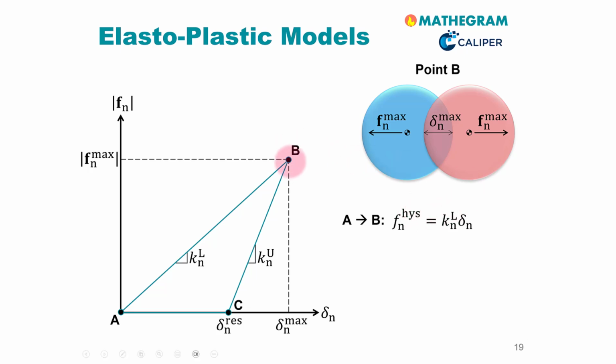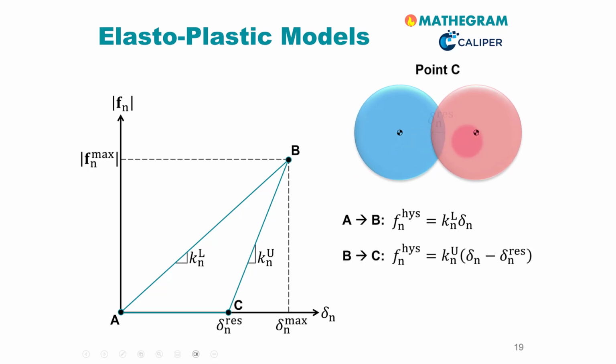Now let us consider the particles have arrived at their maximum overlap, delta n max, where they experience the maximum normal force, which of course is repulsive, right? And now move away from each other. Now this delta n dot would be smaller than 0. It would be negative, indicating a relative velocity of the particles that leads to separation, right?